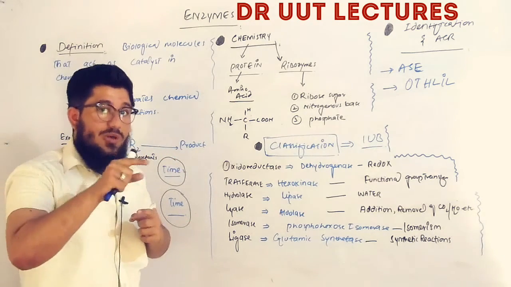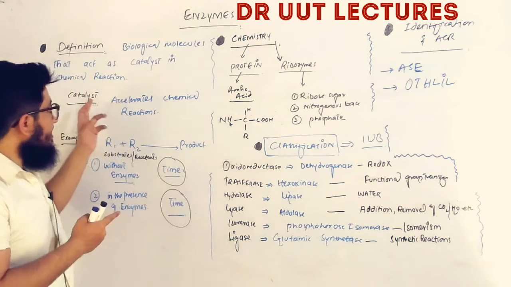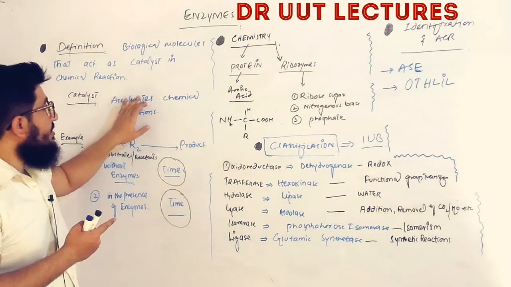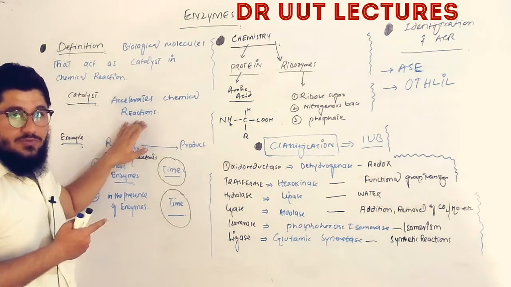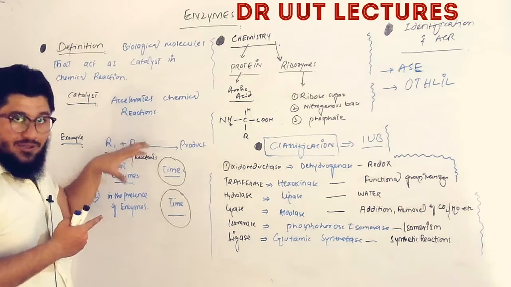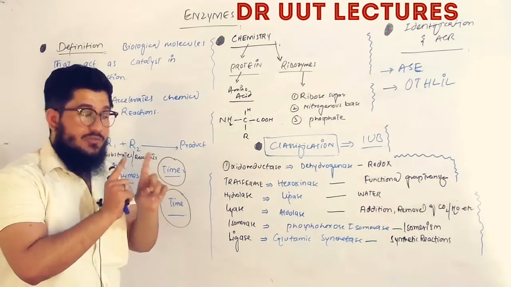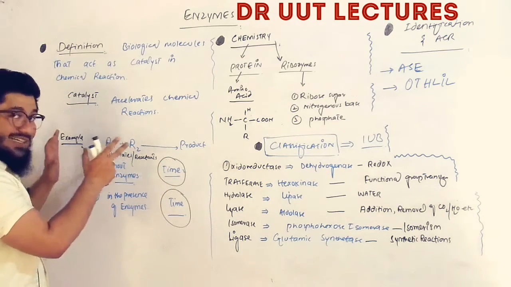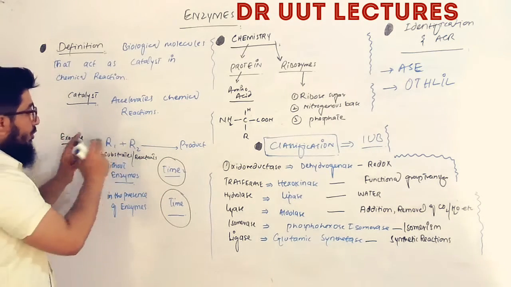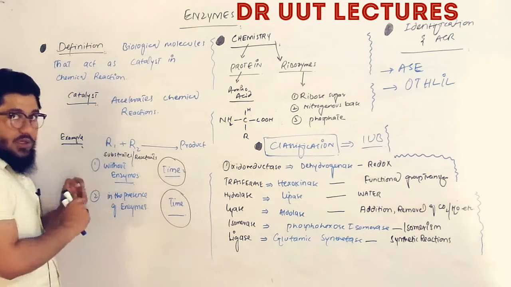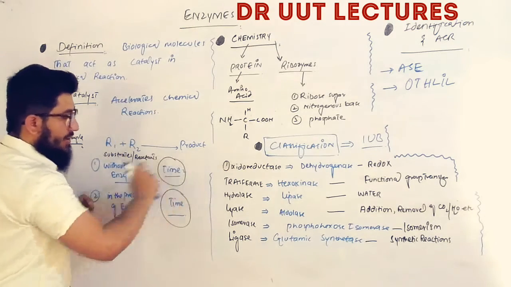Now the question arises, what is a catalyst? Catalyst is that thing which is going to accelerate a chemical reaction. Here we are talking about the biological reaction. So how will it accelerate a biological or a chemical reaction? Very simple. Let us clear it through an example. Suppose we have two reactants, R1, R2. They are going to react and produce a product.